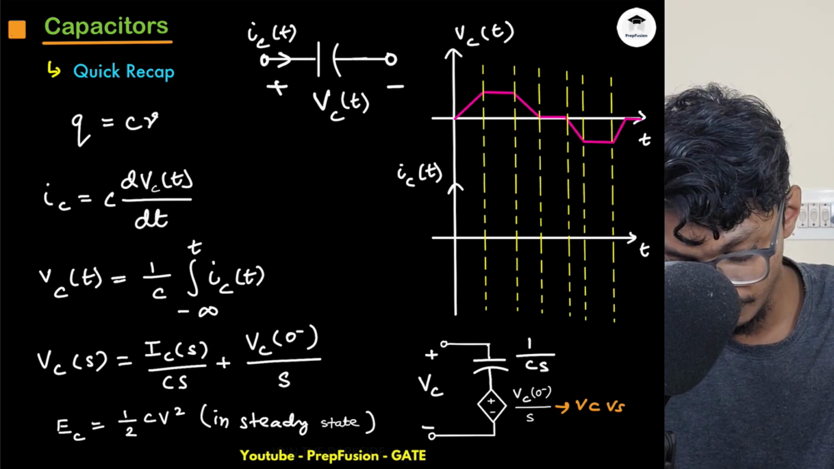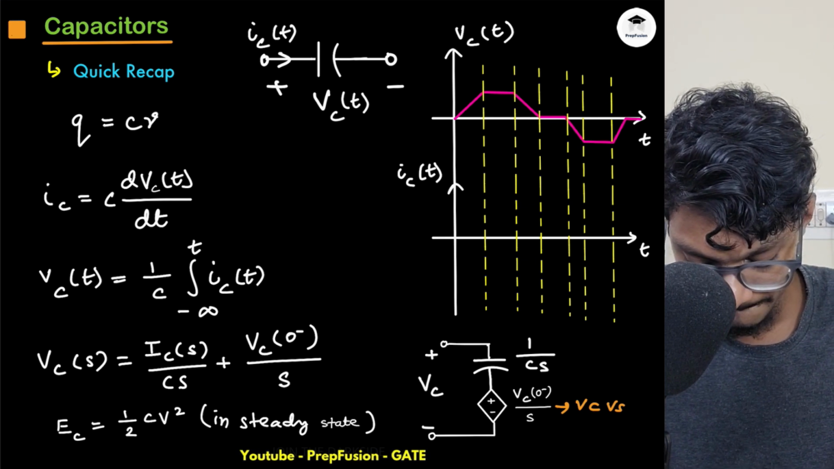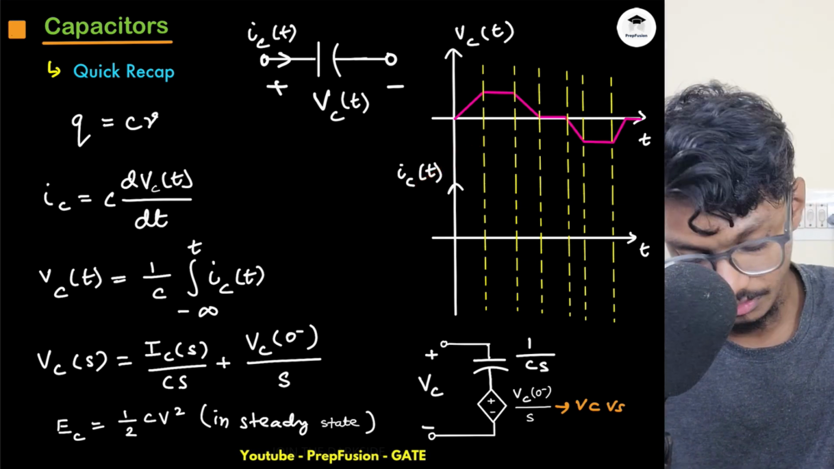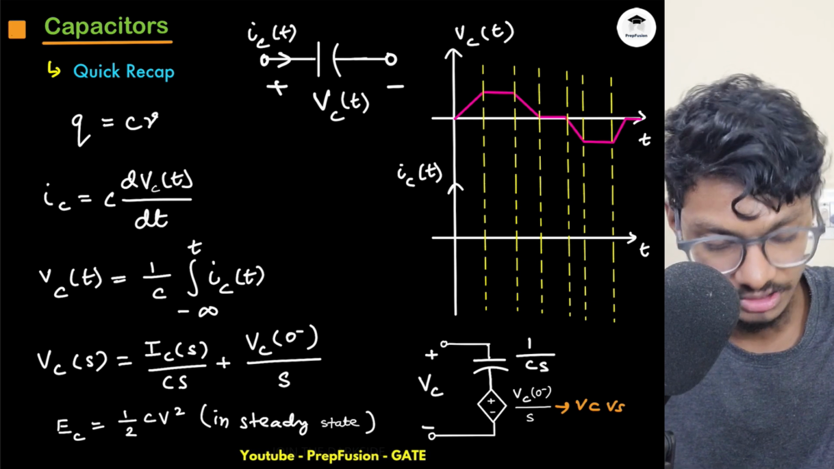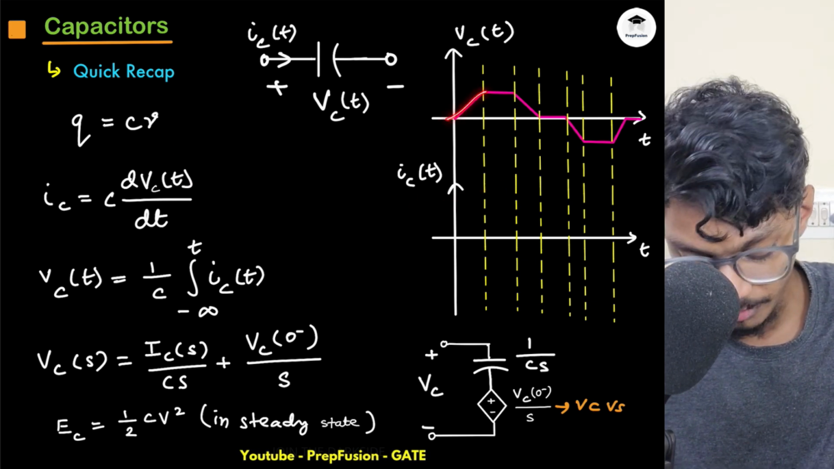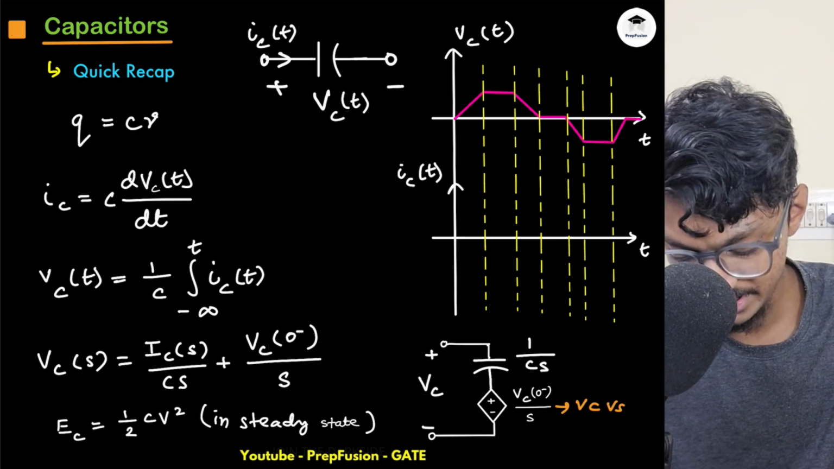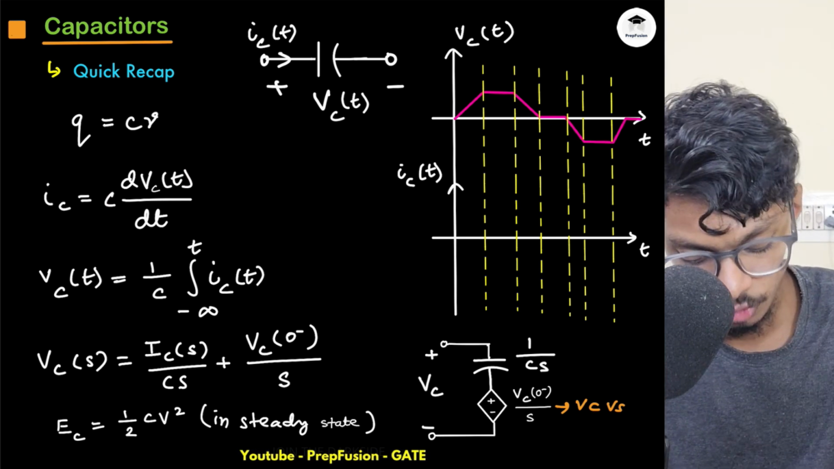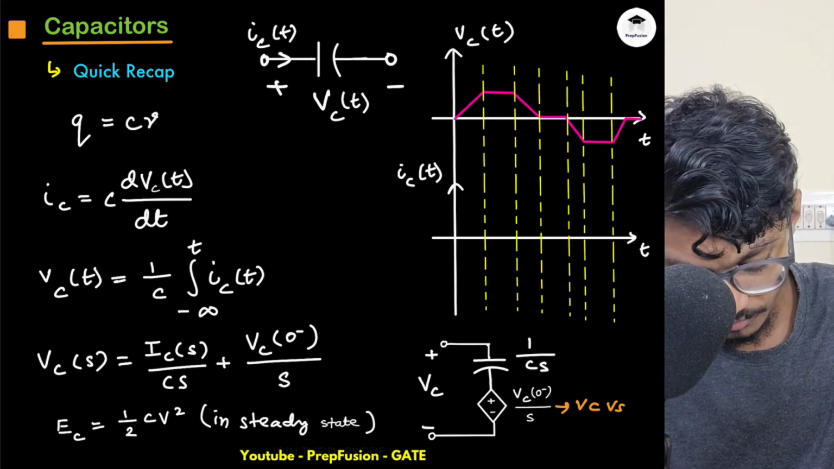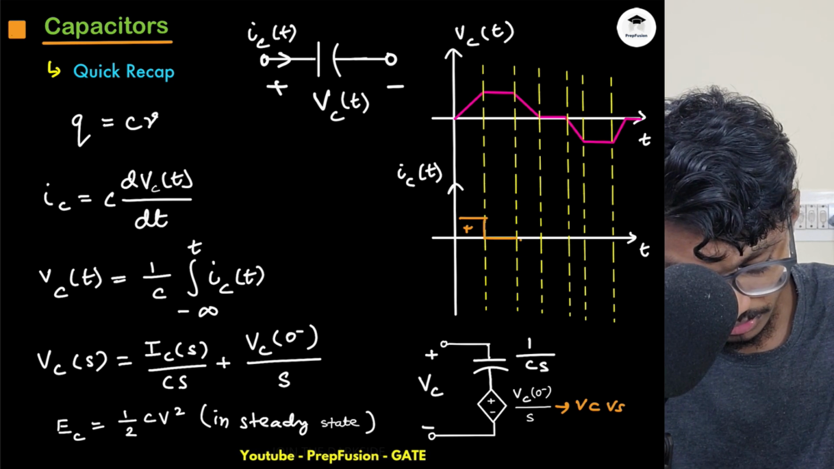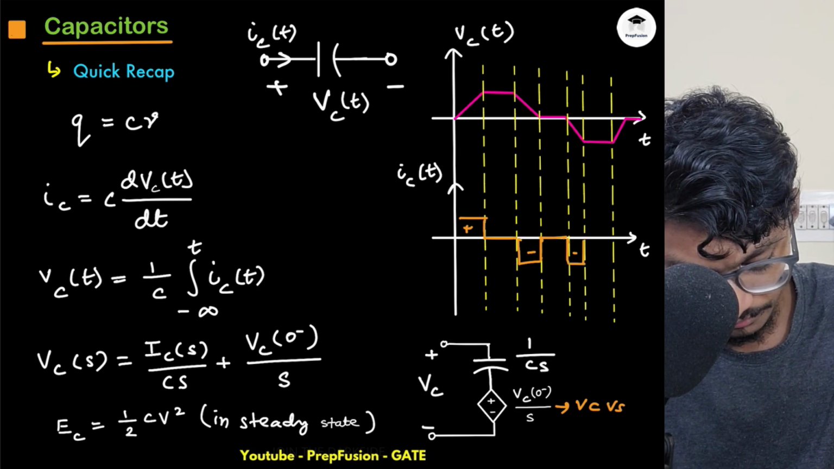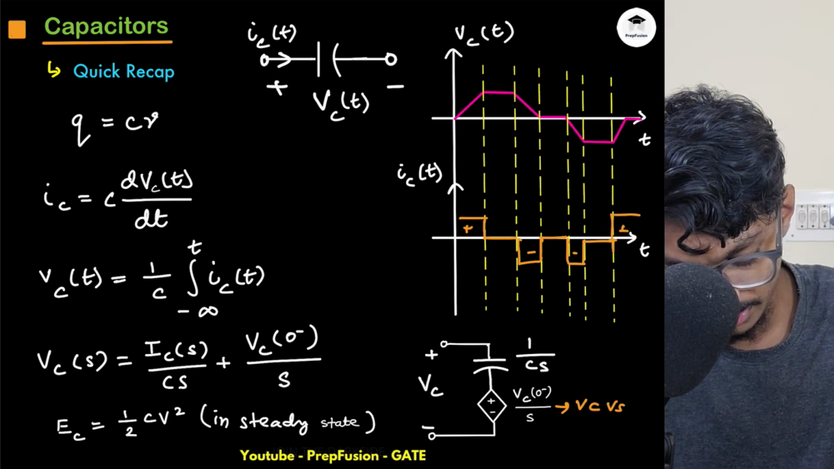Now let's plot this current waveform. In the case of inductors, we plotted the voltage. In the case of capacitors, we will plot the current, because if you know the voltage, we can plot the current. Again it is the rate of change, the slope of this voltage curve. So from this first cycle it is positive, from the next cycle it is 0. In this period it is 0, then again it is negative, then again it is 0, then again it is negative, then again it is 0, and then again it is positive.